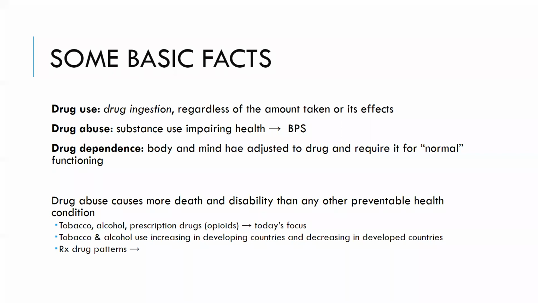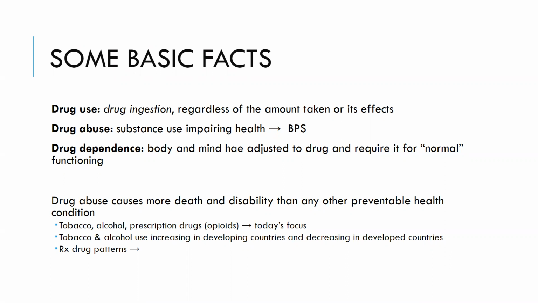So drug use is simply just drug ingestion, regardless of the amount taken or its effects. Substance abuse is when substance use begins to cause problems, specifically problems relating to health and any aspect of health. So that could be a biological impact, a psychological impact, or social impact, or some combination. Drug dependence is when the mind and body have adjusted to the drug and now require it in order to function normally. So, in this instance, it's almost like drug use is necessary for normality versus being used recreationally for some type of high. Drug abuse causes more death and disability than any other preventable health condition.